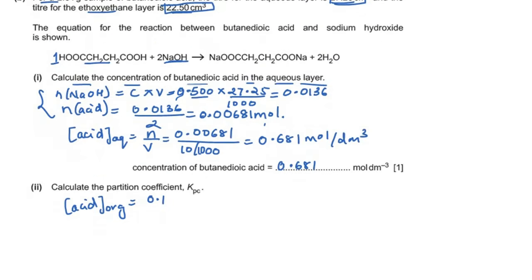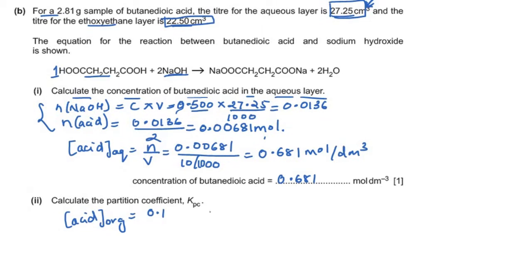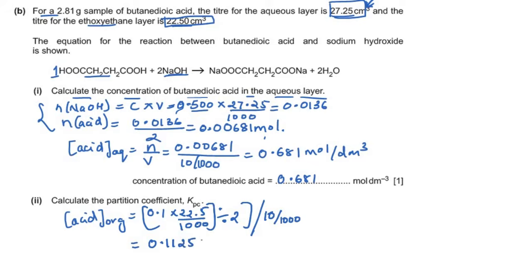The volume used for organic layer is 22.5. So multiplied by 22.5, again that is divided by 1000, and this whole should be again divided by 2. That is how we get the moles, and this moles should be divided by the volume. Now volume is again 10 centimeter cube divided by 1000. If we calculate the whole calculation altogether, we get the answer as 0.1125. Now that's the concentration in moles per dm cube.